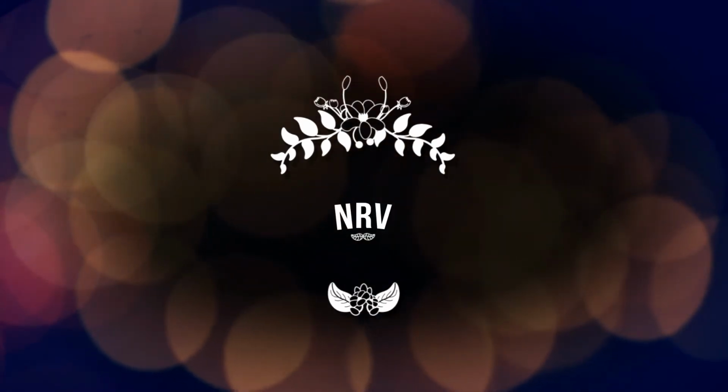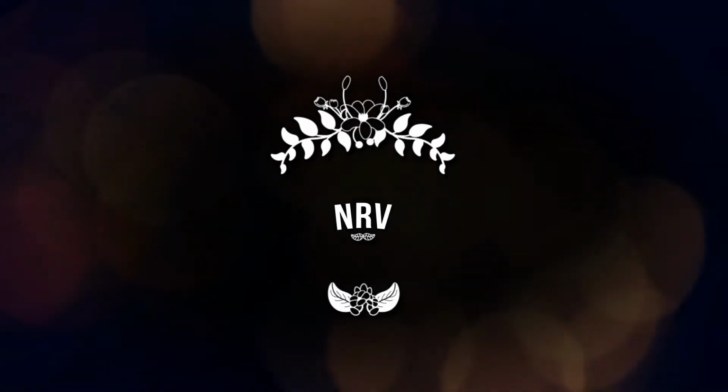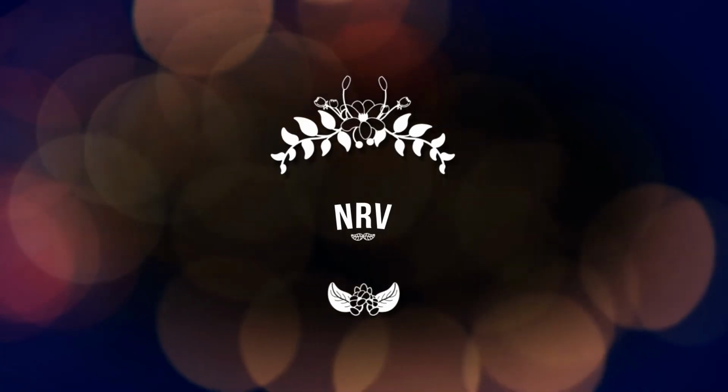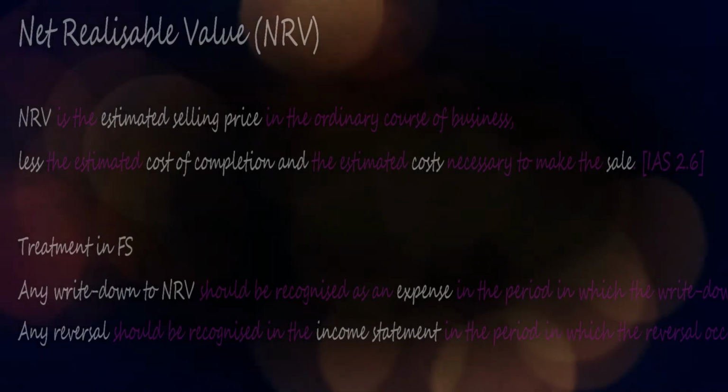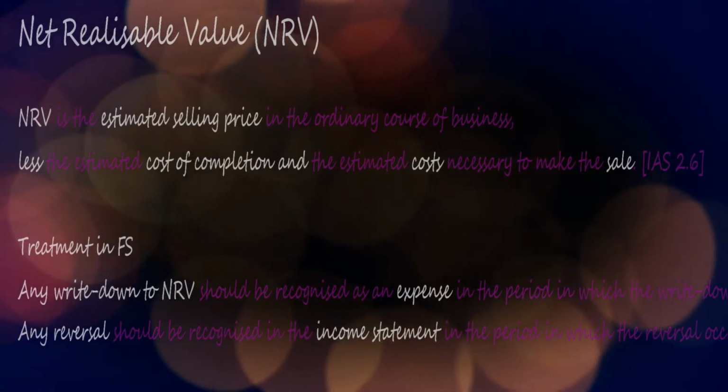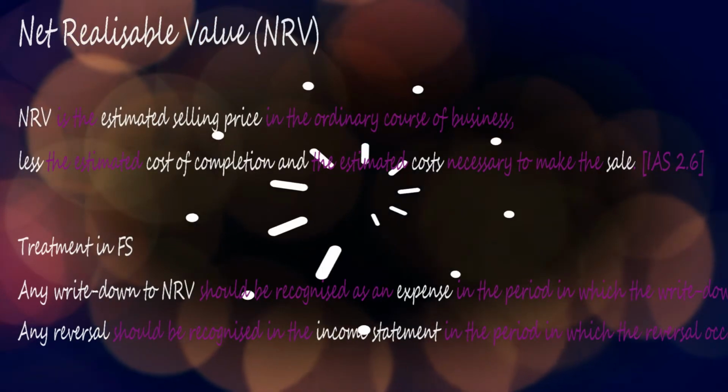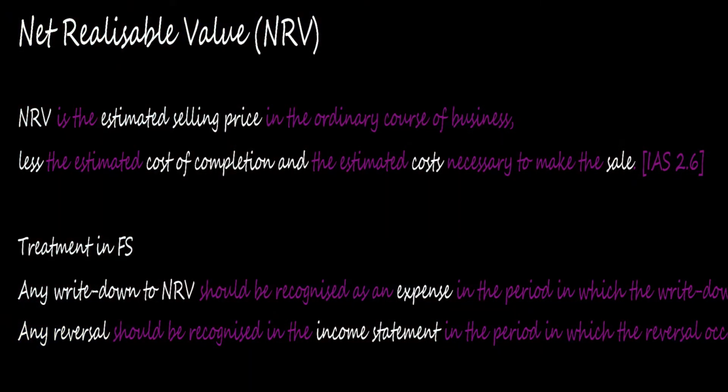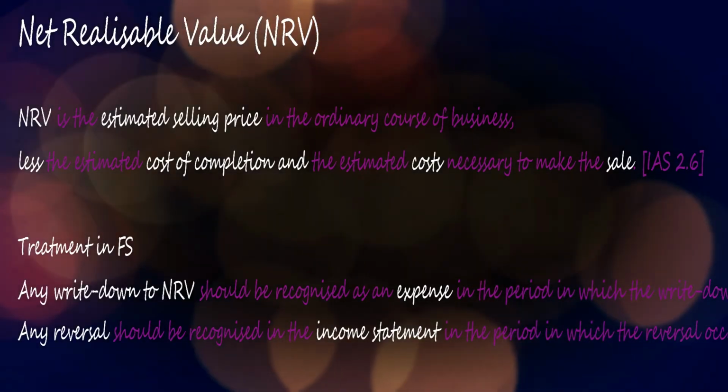Write down to net realizable value. The second most important component of IAS 2 Inventories, NRV, is the estimated selling price in the ordinary course of business, less the estimated cost of completion and the estimated cost necessary to make the sale. The important point to keep in mind is that NRV comprises the selling price in the ordinary course of business, from which you eliminate the cost of completion and the estimated cost necessary to make that sale. So keep in mind NRV starts from the estimated selling price.